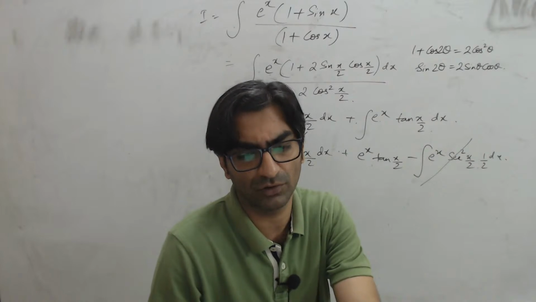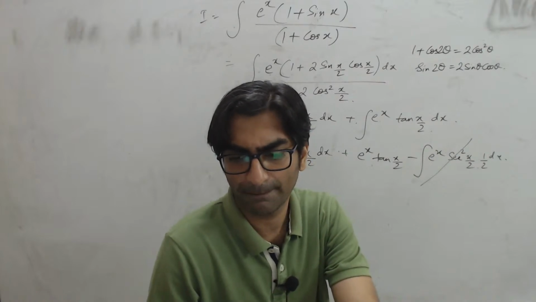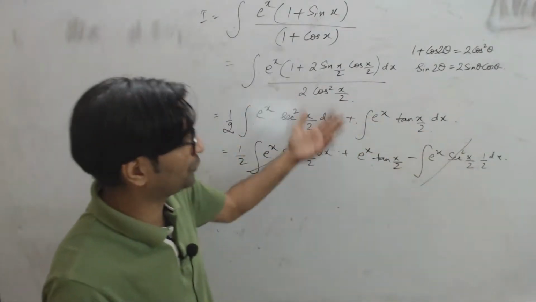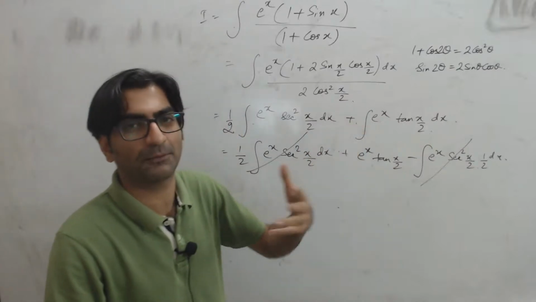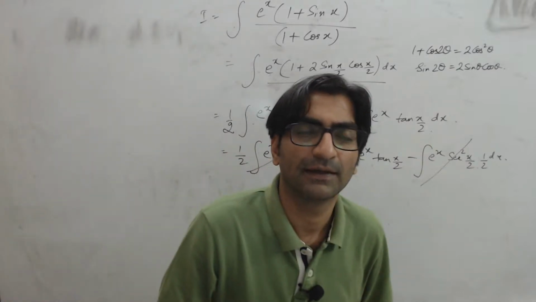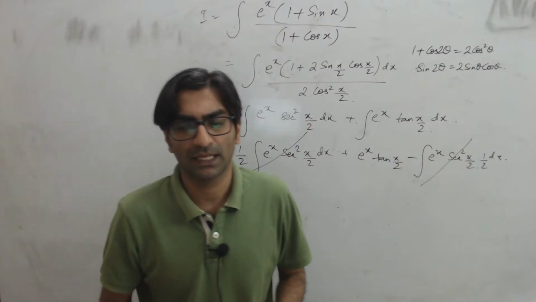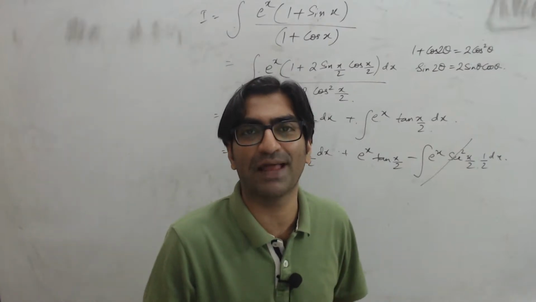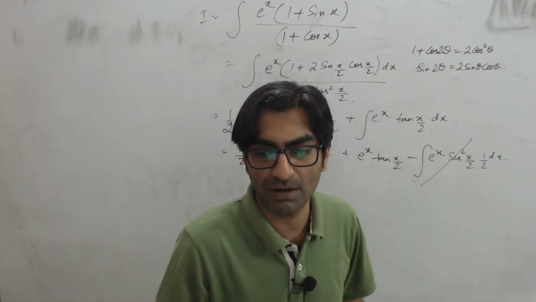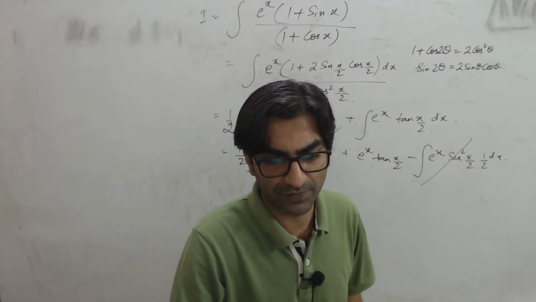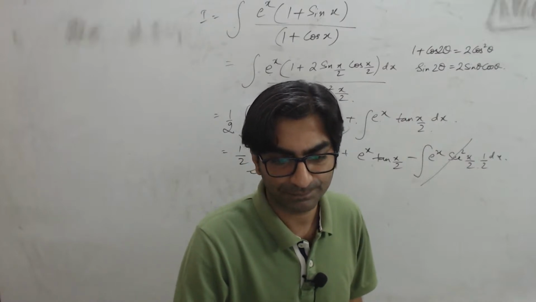Most of you are pointing it out. Good if you remember. Most of you will probably remember this as a direct property: e power x into f x plus f dash x. That's the way that you remember it, right? So it becomes fairly straightforward.